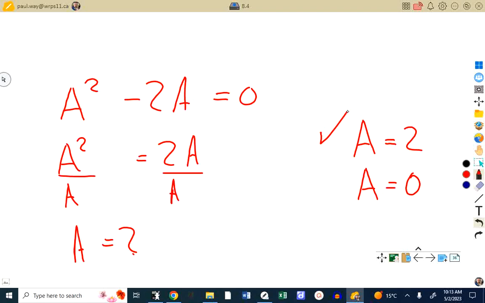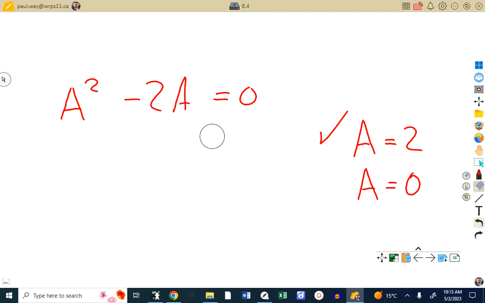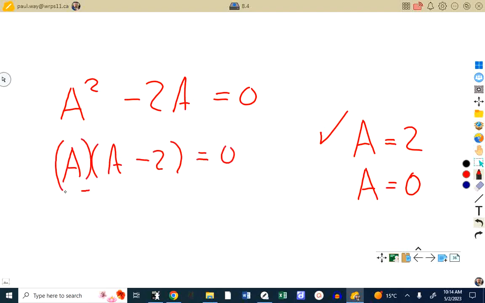What you would do instead here, in order to get the right solution, well, what would we do? What would you do here to get the solutions? Take A out, yeah, sure. So we take an A out and have A minus 2, and then it's pretty clear that A is equal to 0, and A minus 2 is equal to 0, and are we clear that that leads you to those two solutions?